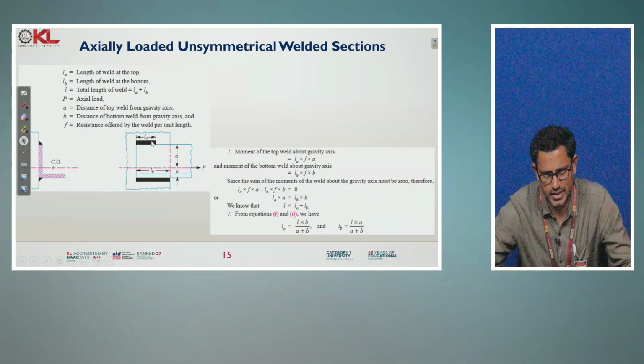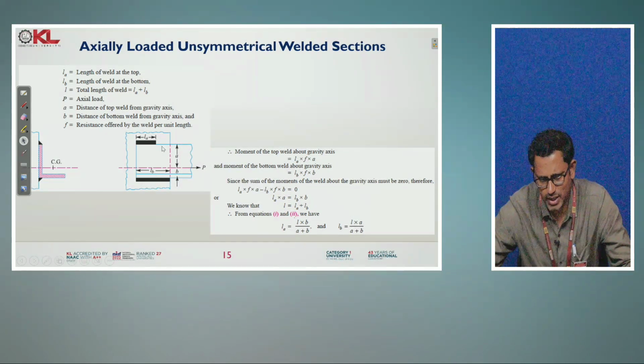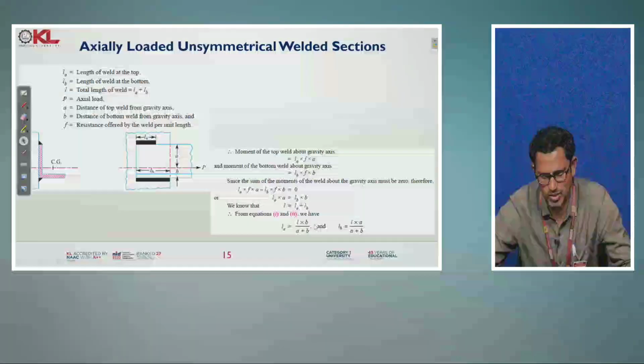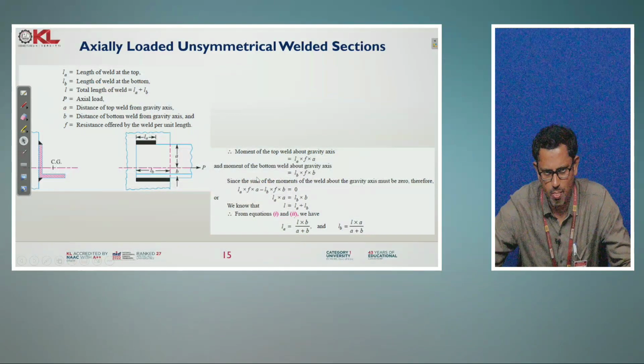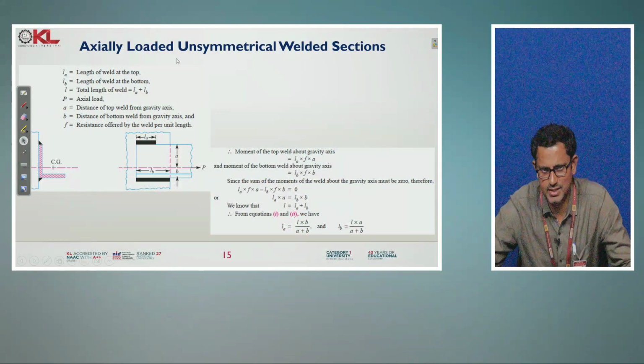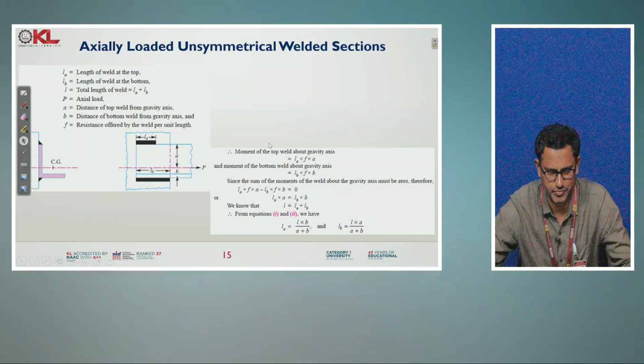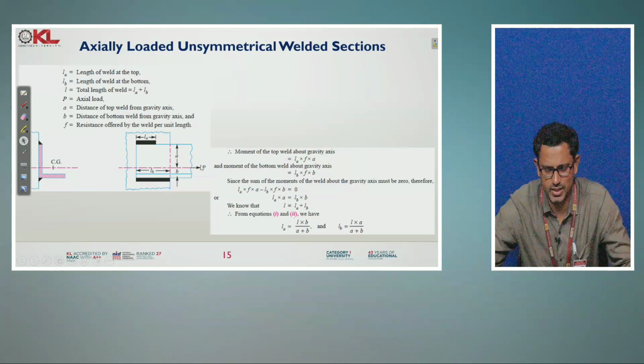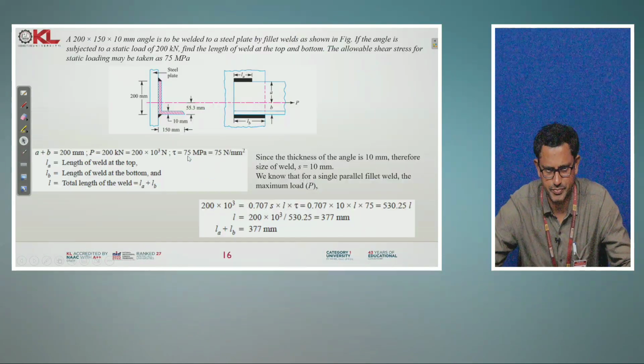So how to calculate LA? LA is equal to L into B by A plus B. LB is equal to L into A by A plus B. That is how you have to consider the design parameters for axially loaded unsymmetrical welded sections. These are the two equations you can use while designing axially loaded welded joints. So this is a small problem on those equations.